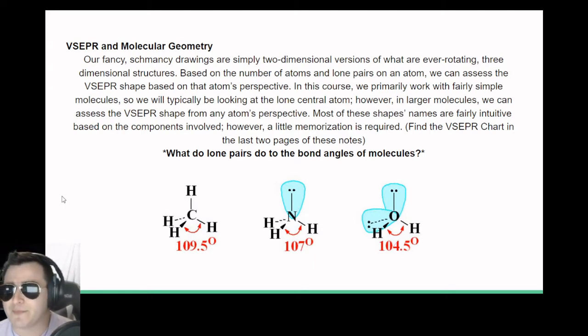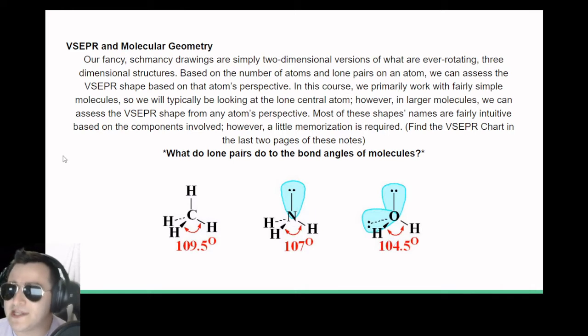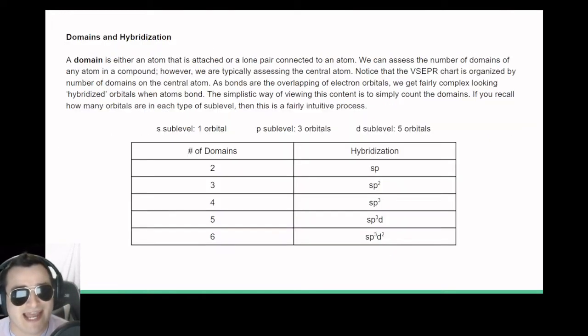But when you get into more complex structures, you can assess the shape from multiple atoms' perspectives, and it can be different. And that's kind of a wacky thing to think about. But remember, this is all in three-dimensional space. And that's one of the things that I struggled with the most whenever I was in this class learning about this, that these atoms attached are freely rotating in space, and it causes all kinds of wacky things to happen. Really, really cool once you dive that deep into it.